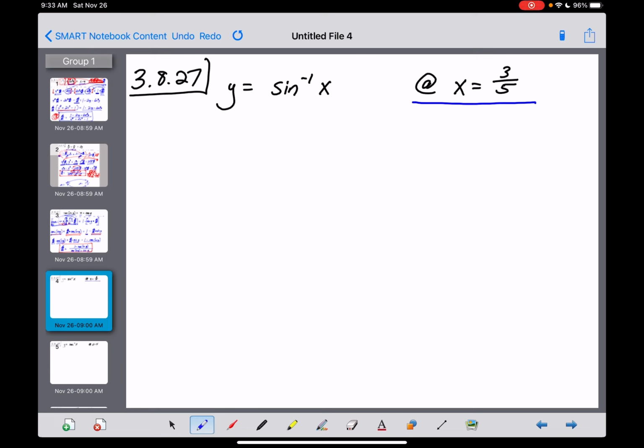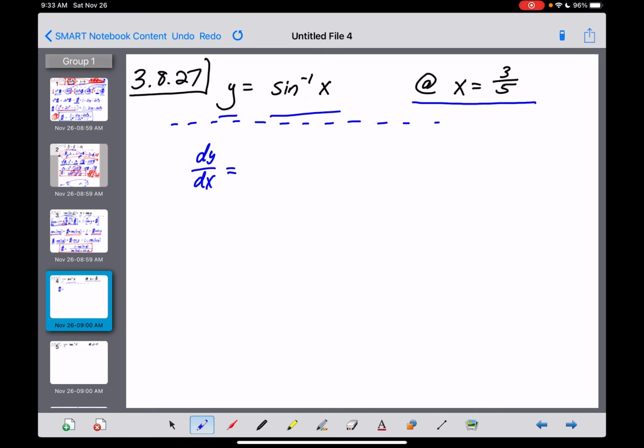So we've got y is equal to the inverse sine of x, and the way this one is written right now, this actually is explicitly defined. It is solved for y strictly in terms of x, so we can go ahead and just dive in with our derivative here. dy/dx is equal to, and this one's really straightforward, guys.